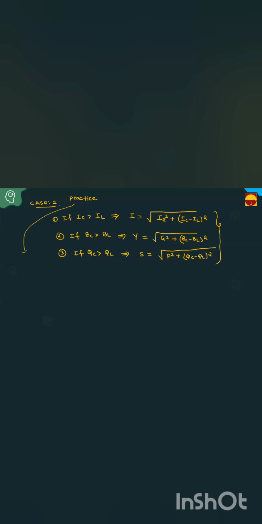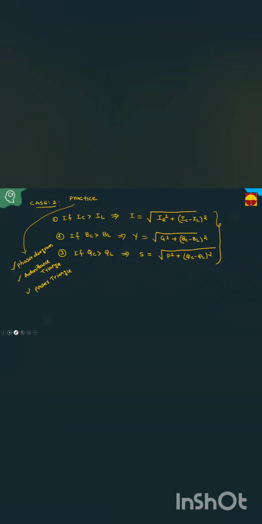You have to practice phasor diagrams and the admittance triangle, and the power triangle. That I'm leaving for you. Same, you can get this one. This resultant is in the downward direction, no? You can get the upward direction, BC minus BL. This is downward, and this is upward. IC minus IL, you can get. That's the only difference. Please try to draw by your own.